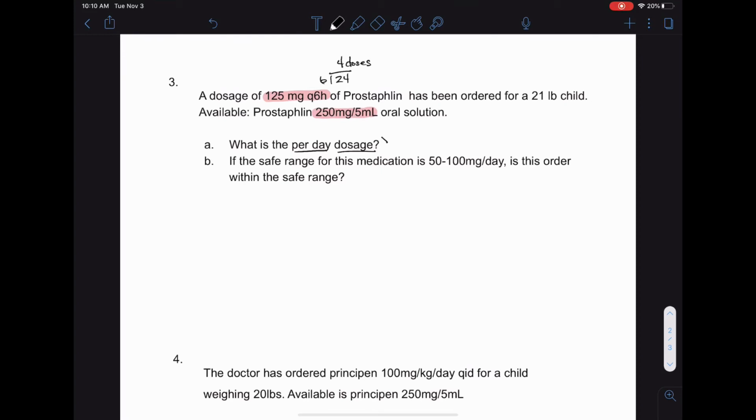And so this is kind of the reverse of what we were doing in the previous 2 questions. We're going from how many doses, the amount that we give per dose, to the amount that we give per day. So that means that we're going to multiply 125 milligrams times 4 because we're going to give it 4 times in a day. That equals 500 milligrams per day.